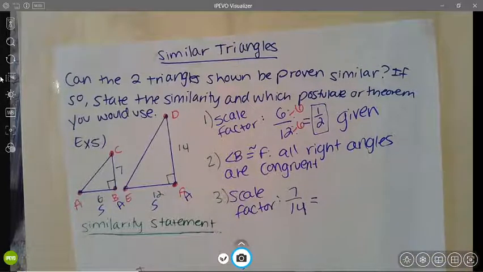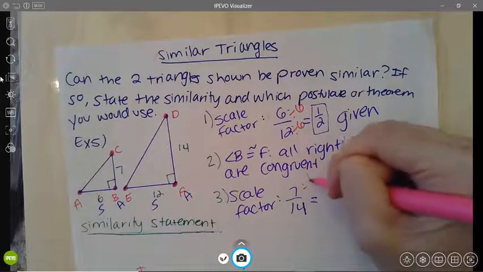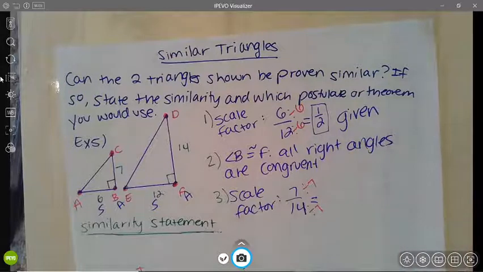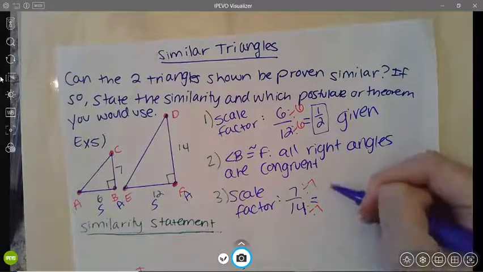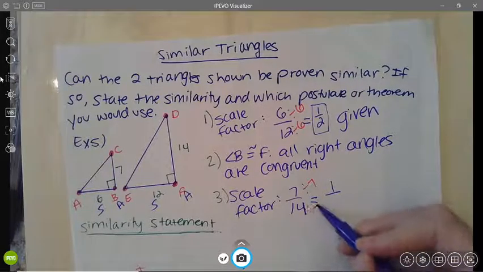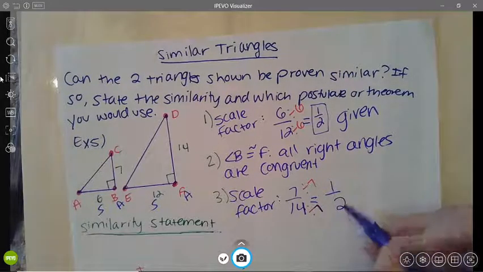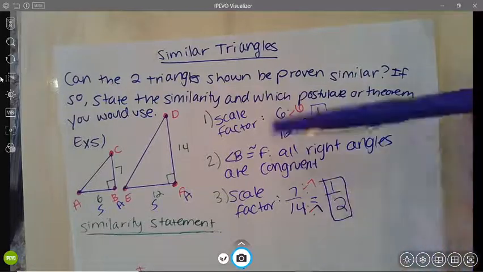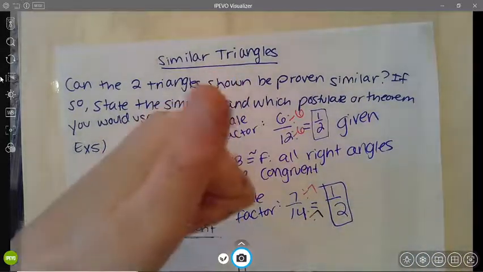Okay, and guess what? We can reduce that bad boy down. Do you guys know a number that will divide into 7 and 14? Correct. That would be a 7. Okay, 7 divided by 7 is 1. And 14 divided by 7 is 2. Look at this, you guys. My scale factors are the same. Yes, that's a good thing.